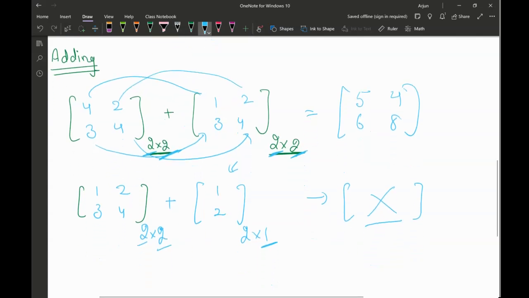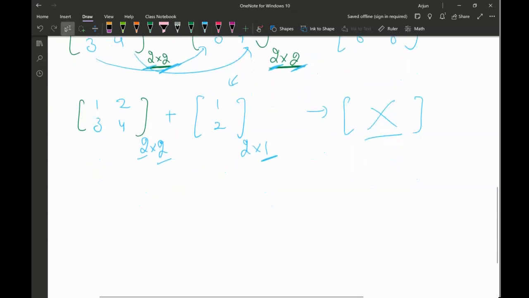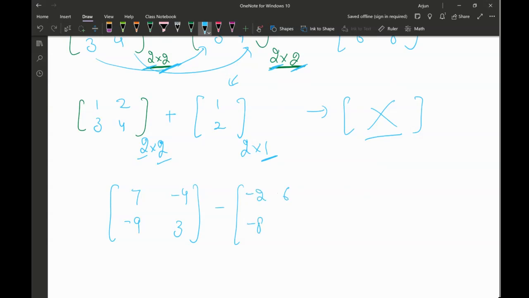So the same goes with subtraction. If I'm subtracting two matrices, for example, if I'm given the matrix 7, minus 9, minus 4 and 3, and I'm going to subtract another matrix from this one: minus 2, and this is 6, minus 8, 5.